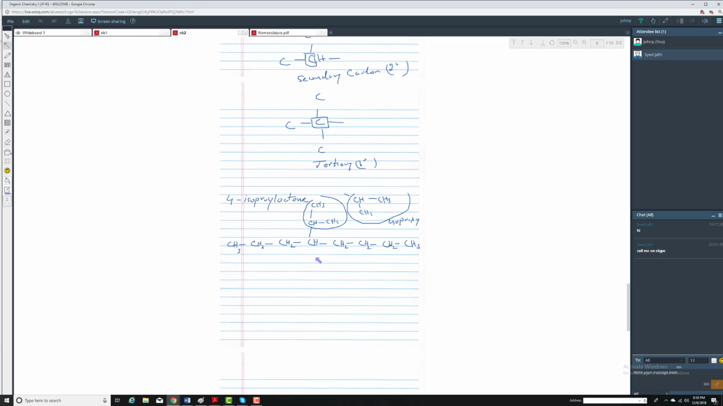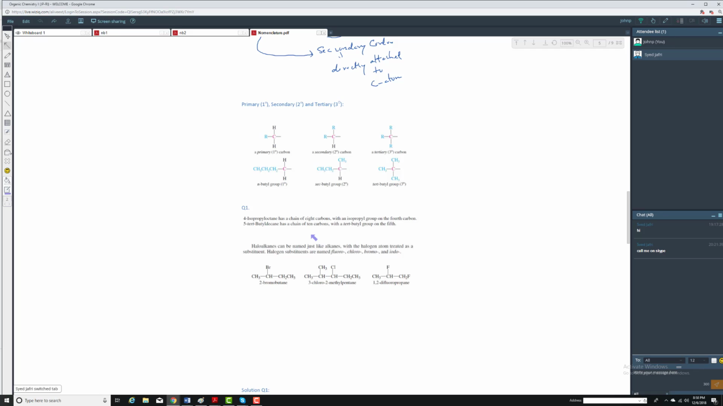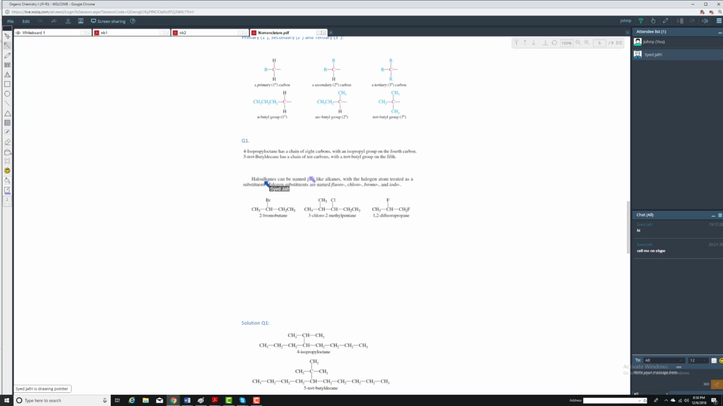So 1, 2. Suppose it's isobutyl, then what will you do? Okay, so one hydrogen will go there. So right here, 1, 2. It's going to take 2 hydrogens, so CH2. And then 1, 2, so it'd be CH2. So then this here is going to be CH2 here.